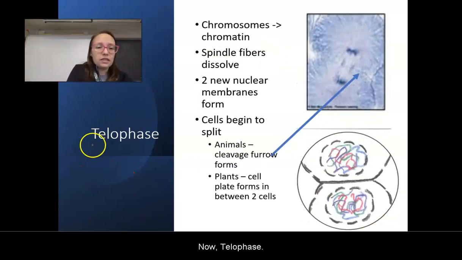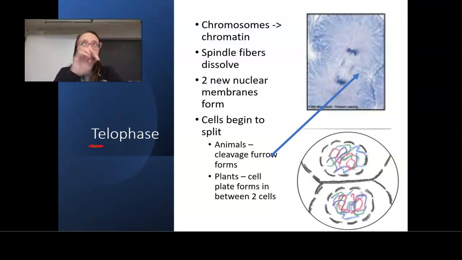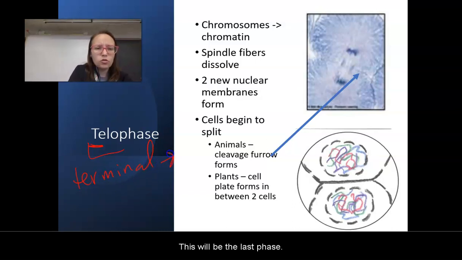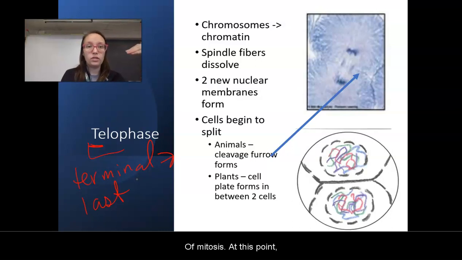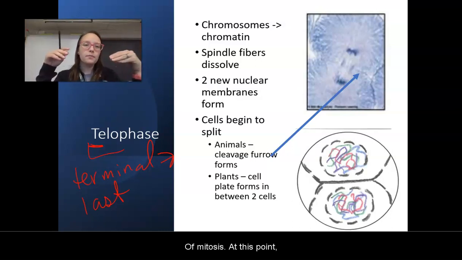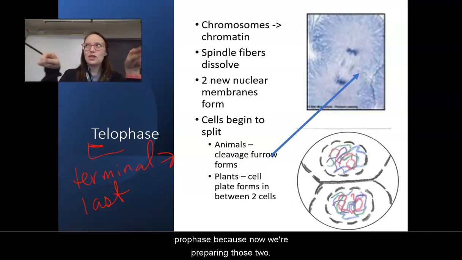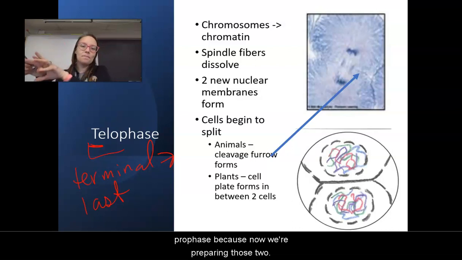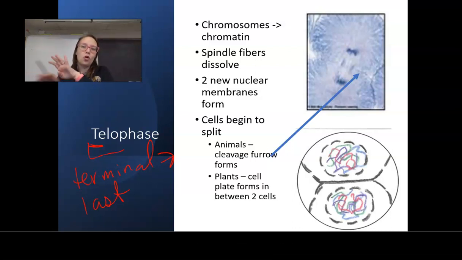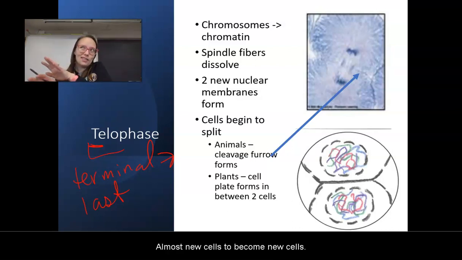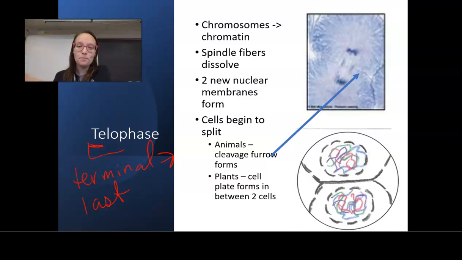Now, telophase. Telo means terminal. So this would be the last phase of mitosis. At this point, we're sort of undoing all the things we did during prophase because now we're preparing those two almost new cells to become new cells.